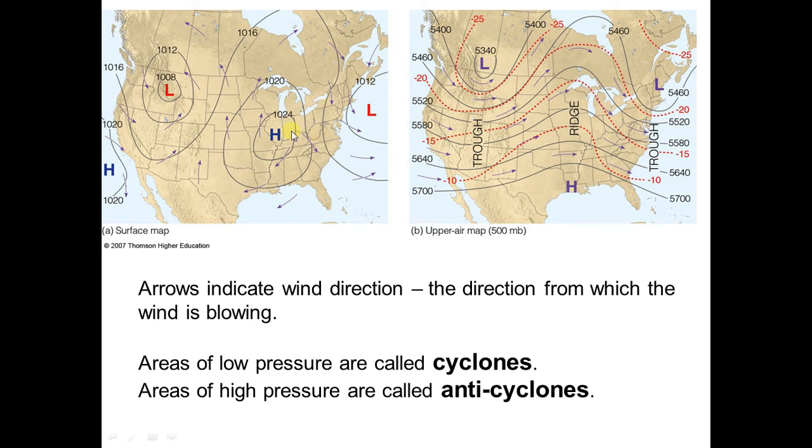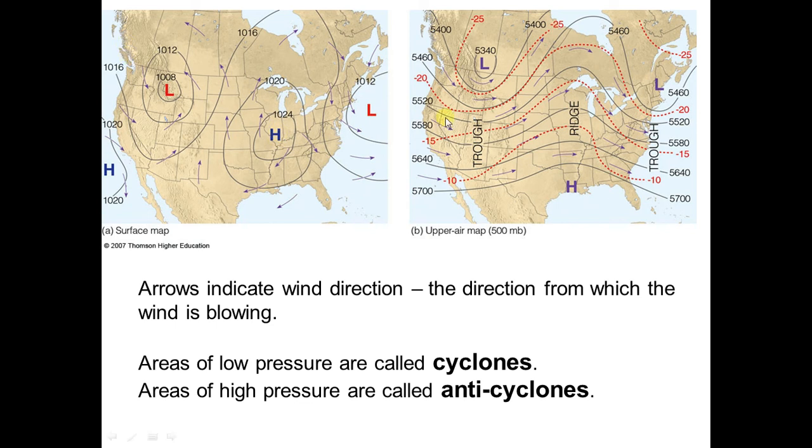Areas of low pressure are called cyclones. Areas of high pressure are called anticyclones. Now, on this upper air map, we also have areas of high and low pressure, but it's a little different here. On an upper air map, to show high and low pressure, you could still draw H's and L's, but generally one color, such as purple or maybe black. Generally, the blue H's and red L's are reserved for the surface maps.